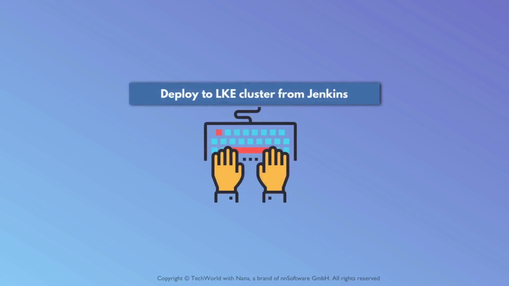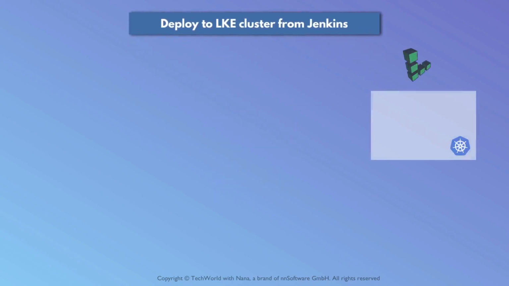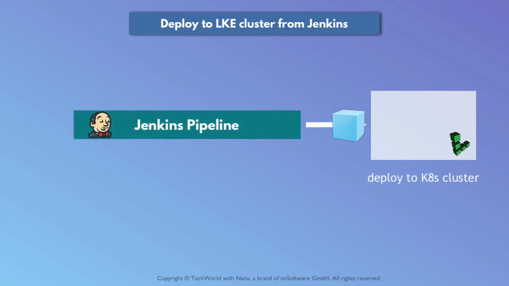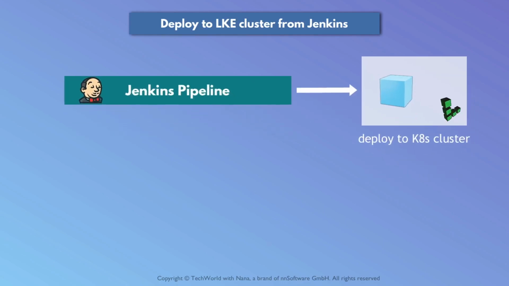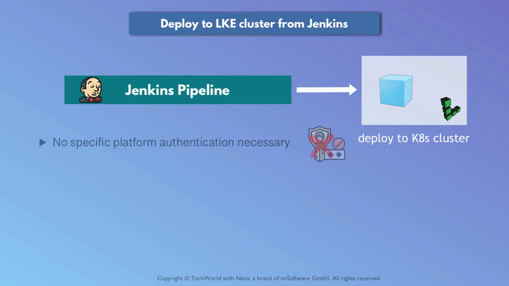So in order to see that in action too, because it's actually a very different configuration, we're going to create a Kubernetes cluster on Linode, and we're going to deploy to that cluster. And we're going to see how deploying to a Kubernetes cluster from Jenkins works without additional platform-specific authentication, like we did in the AWS case.